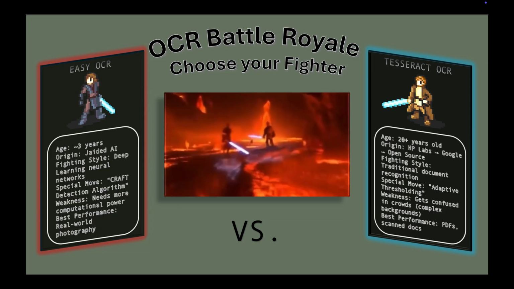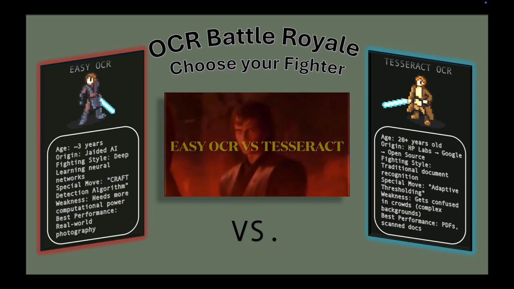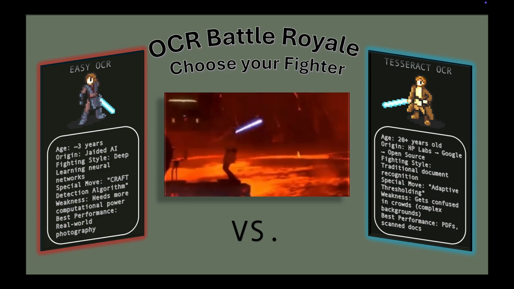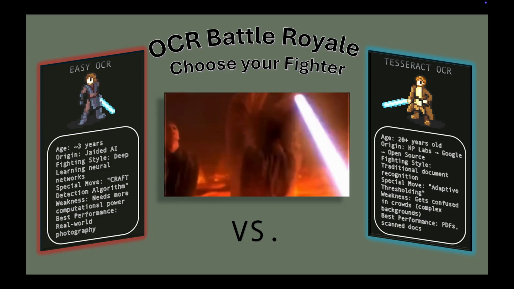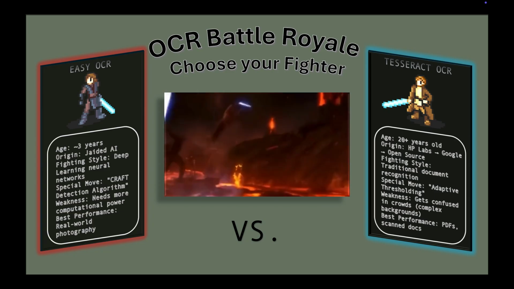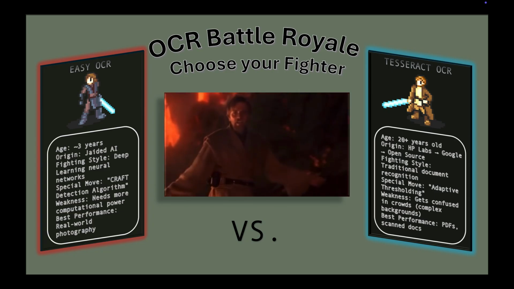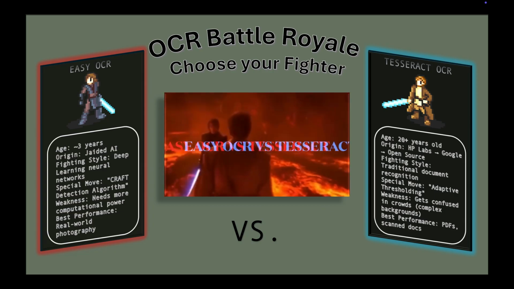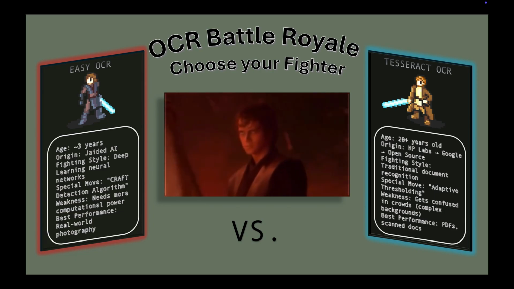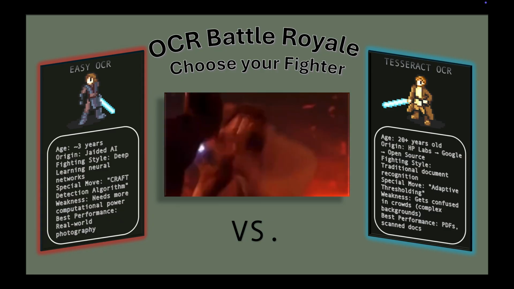All right, let me introduce the fighters. In this corner, we have Tesseract OCR. This is the old school champion. Been around for over 20 years. Started at HP Labs, got picked up by Google. Now it's open source. Tesseract uses traditional computer vision techniques. Think edge detection, pattern matching, adaptive thresholding. It's fantastic at reading documents. But it was built in an era before deep learning, before neural networks, before we had the computational power to train on millions of real world images.